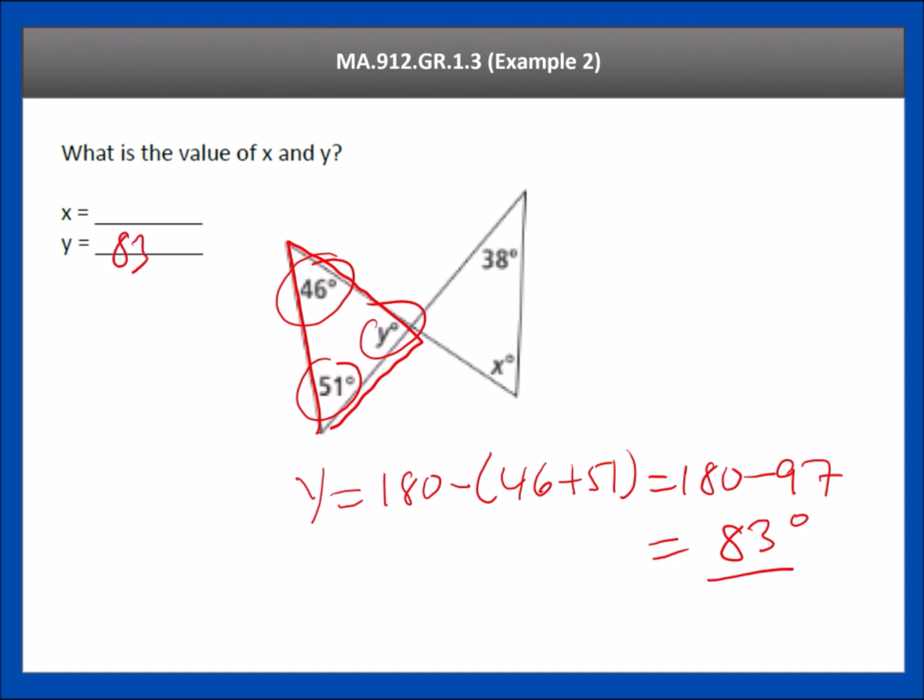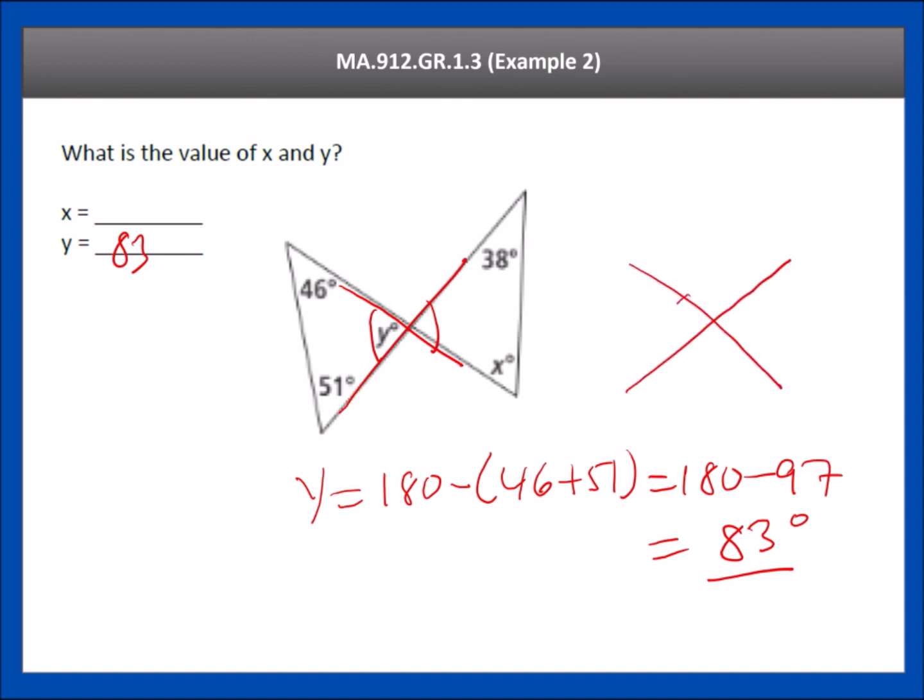All right, so that's the triangle angle sum theorem. And now we also know that these two angles, y and this angle, must be congruent because they're vertical. Vertical angles, recall, are where you have two intersecting lines and you're looking at the angles on opposite sides that are non-adjacent. So if y is 83, then this must be 83 by the vertical angles theorem.